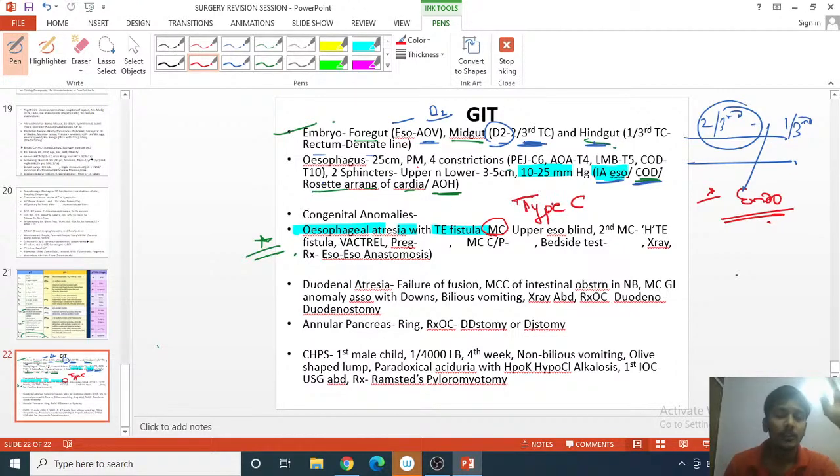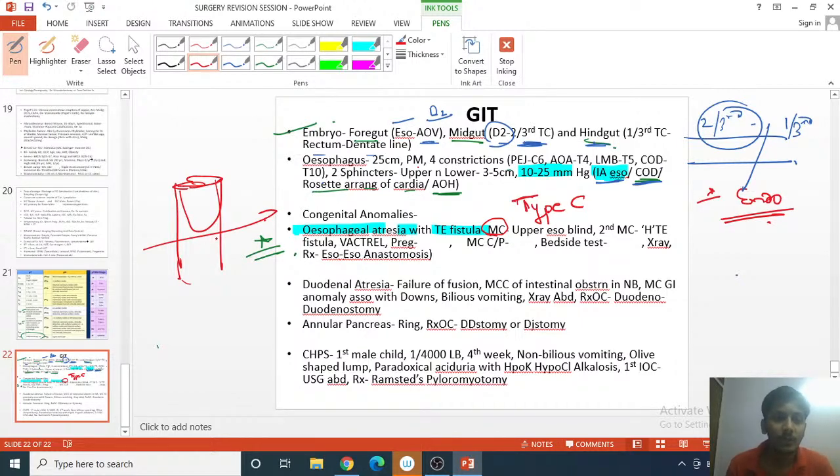Type C. First of all, what does esophageal atresia mean? The esophagus is not formed. The esophagus has not developed because the cavitation has not developed properly. Normally this tube was just a mass which had to be cavitated. A cavity was supposed to form, but it formed only a little and then did not form further, and that led to this esophageal atresia.